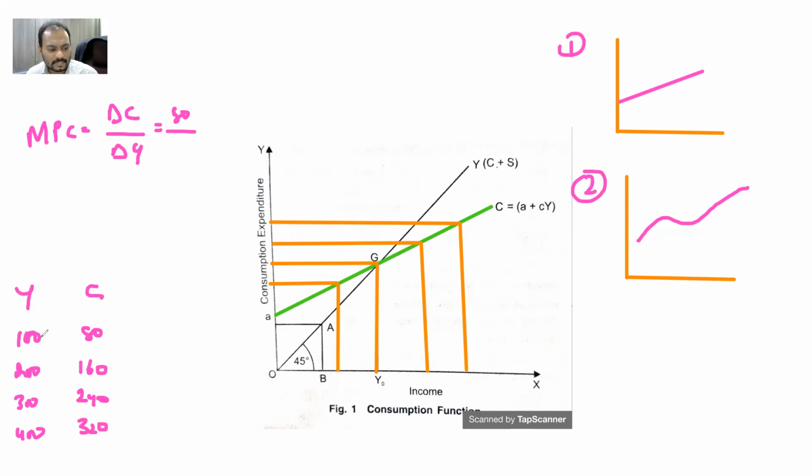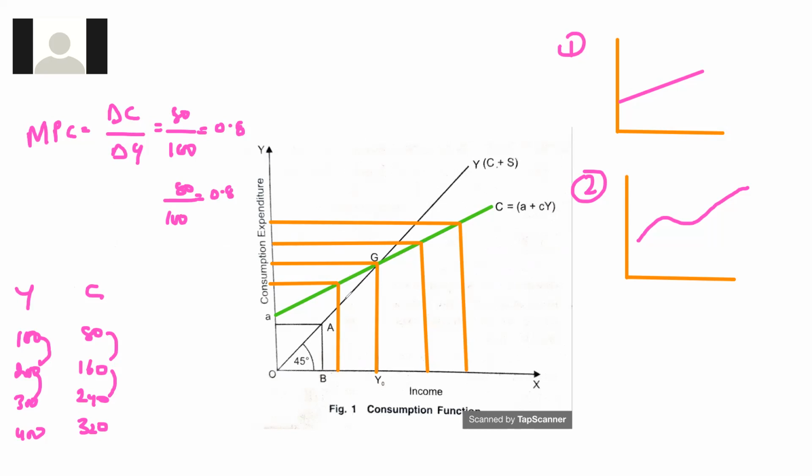Now look at this. How much is the change from 100 to 200? 100. 80 to 160, what is the change? 80. So if I have to find MPC, how much is it? 0.8. Again, 200 to 300, what is the change? 100. 160 to 240, what is the change? 80. So what is the MPC? 0.8.